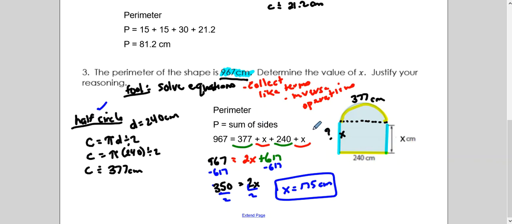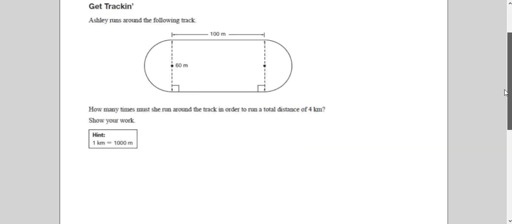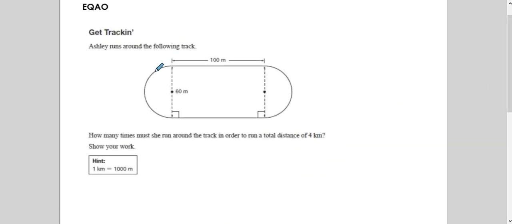So we're using logic, we're using our tools solving equations to figure out solutions to problems. All right, last question, and then we'll set you on your way. Getting tracking. Ashley runs around the following track. How many times must she run around the track in order to run a total distance of 4 kilometers? Show your work. So 1 kilometer is equal to 1,000 meters. So we might have to use that hint.